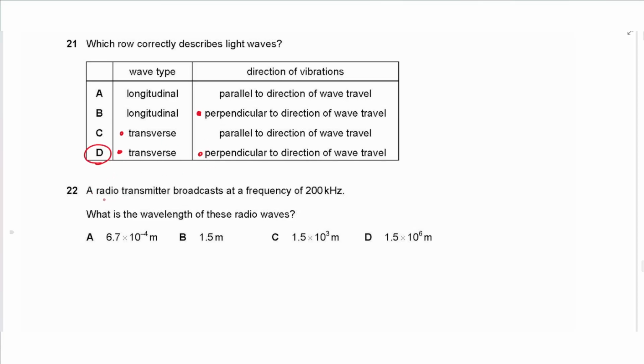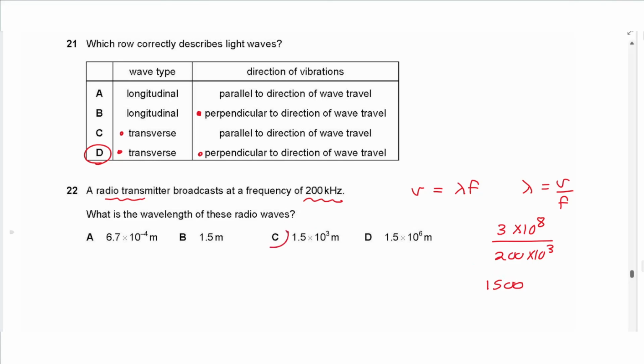Question 22 says, a radio transmitter broadcasts a frequency of 200,000 Hertz, kilohertz. What is the wavelength of these radio waves? So we can use the equation speed equals wavelength multiplied by frequency. So wavelength is equal to speed divided by frequency. And for radio waves, that's an electromagnetic wave. The speed is 3 times 10 to the power of 8. You should know that. Then we divide by the frequency, which is 200,000, or 200 times 10 to the power of 3. This gives an answer of 1,500 meters, which is C.